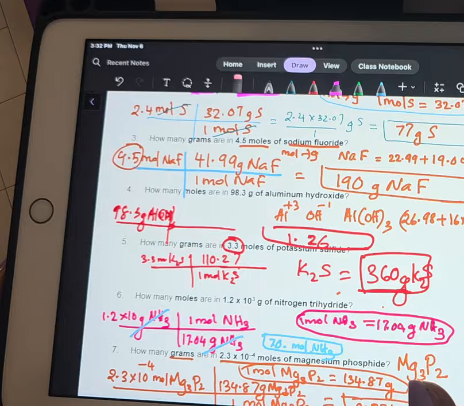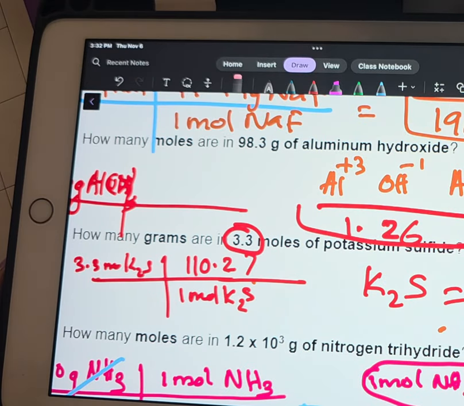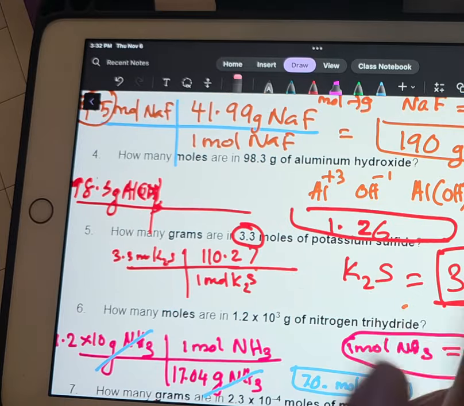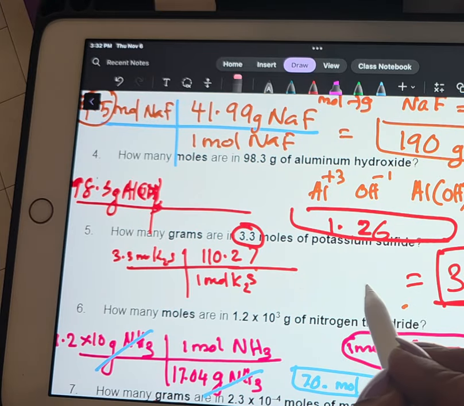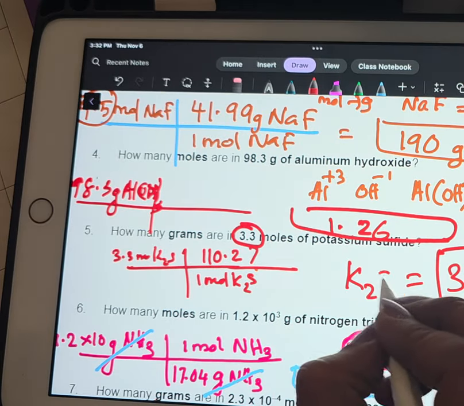How'd you get that? Okay, look here. Look, if you mess up on your formula, you will not get the correct answer. What is the formula for potassium sulfide? K2S. How many of you got that correct? Yeah. If you mess up on the formula, you will get a different answer.